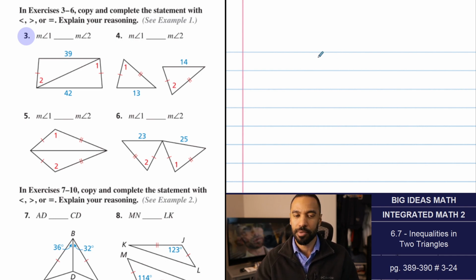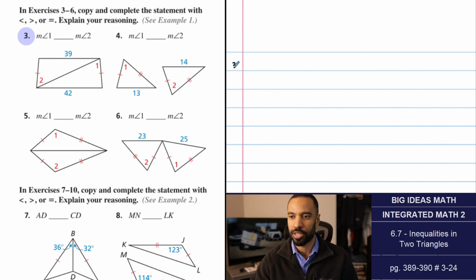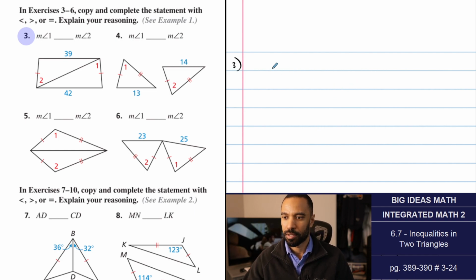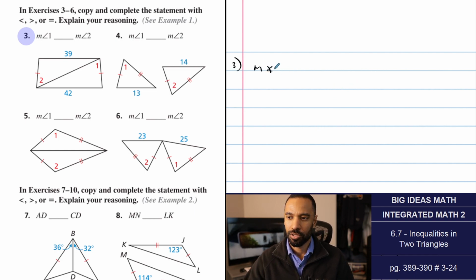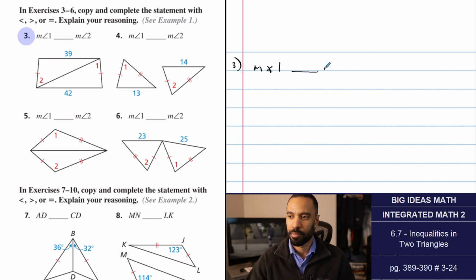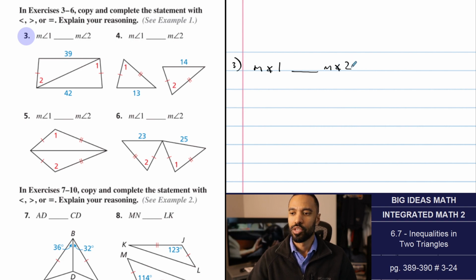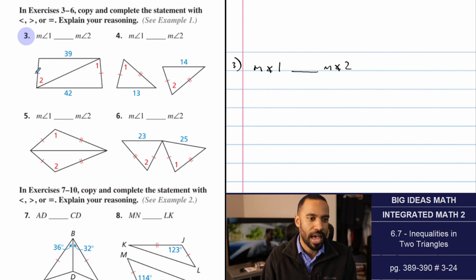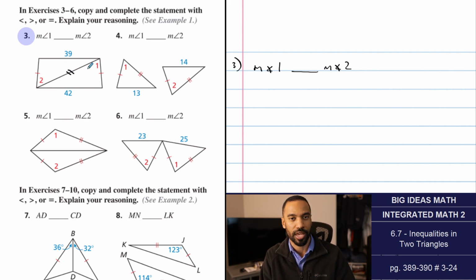Copy and complete the statement with less than, greater than, or equal to based on what you have here and explain your reasoning. So on number 3, let me write that. Measure of angle 1 is blank compared to measure of angle 2. So on number 3, we do have these two diagrams here where we have congruent sides given, and by the reflexive property, these two are going to be congruent as well. Remember, that's a shared side in both of these.